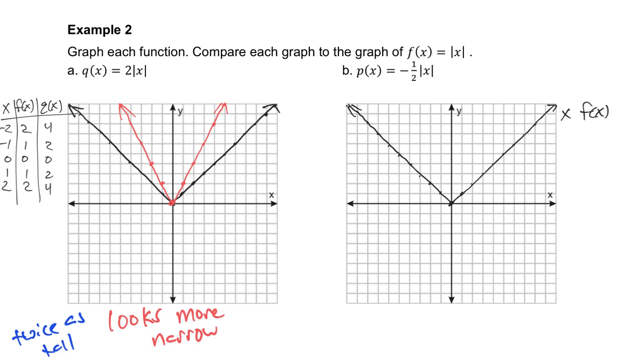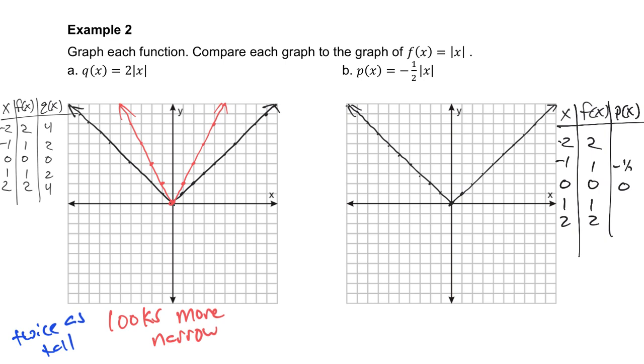x, f of x, and then p of x. To make my table of values here, -2, -1, 0, 1, and 2, 2, 1, 0, 1, 2. And then as I put these on here, I'm going to get -1/2 for these, and then -1. So I got my points here from my table of values, which you could put in your calculator. And I'm going to start with 0, 0, and then 1 and -1/2, -1 and -1/2, and then 2, -1, -2, -1.